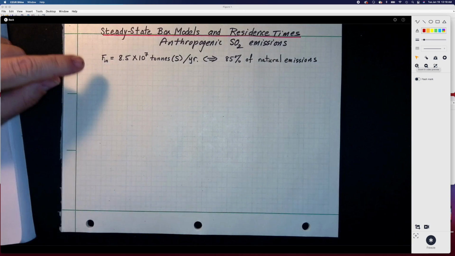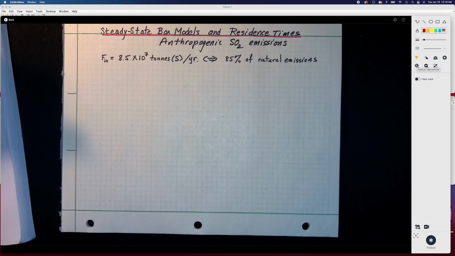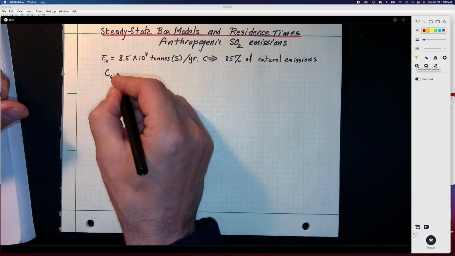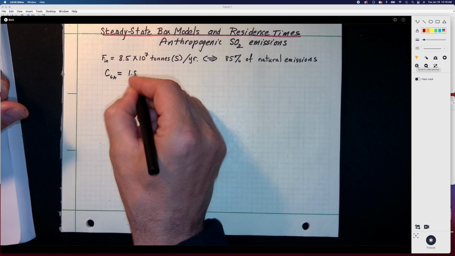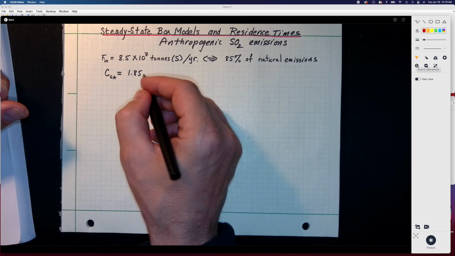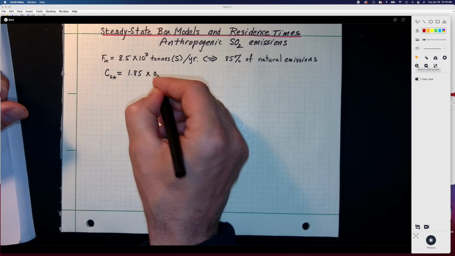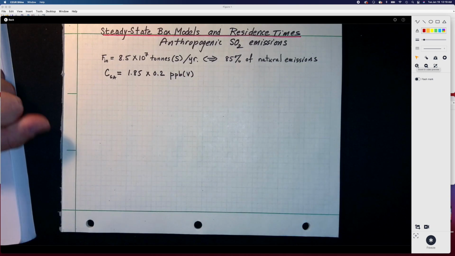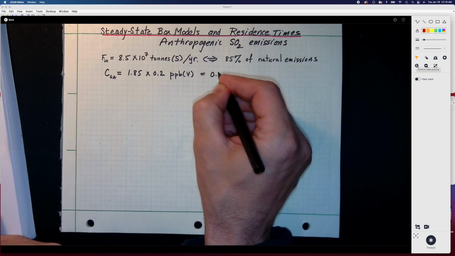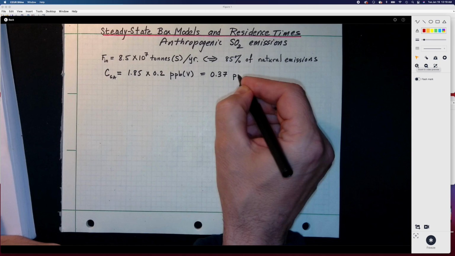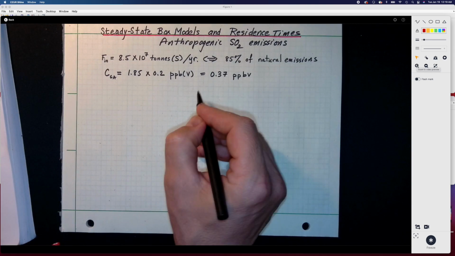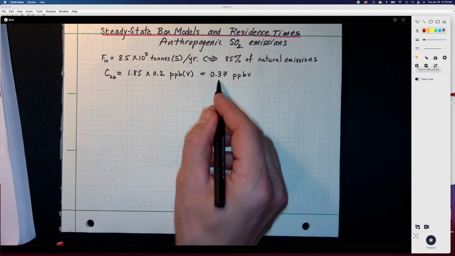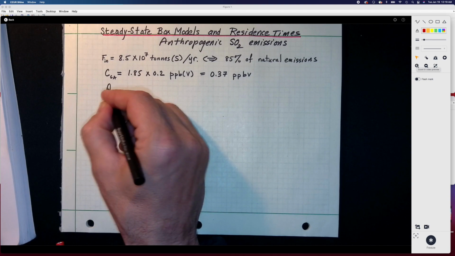So that means that if we want to get the well mixed concentrations, we would take the concentration globally averaged to be equal to 1.85 times what we had for the remote regions, times 0.2 parts per billion by volume. And that corresponds to about 0.37 ppb. So in other words, anthropogenic emissions contribute about 0.17.